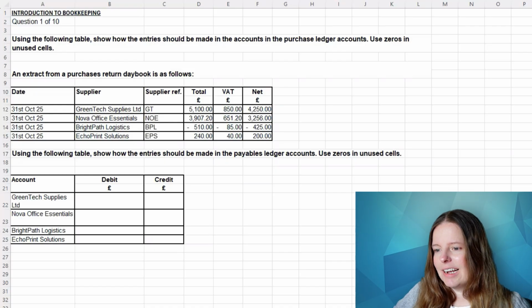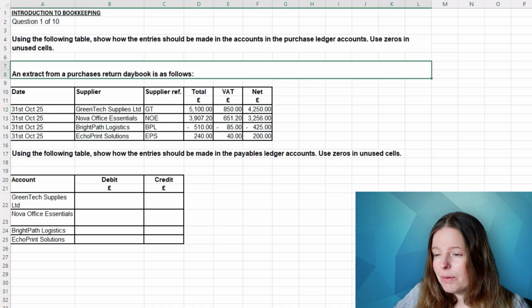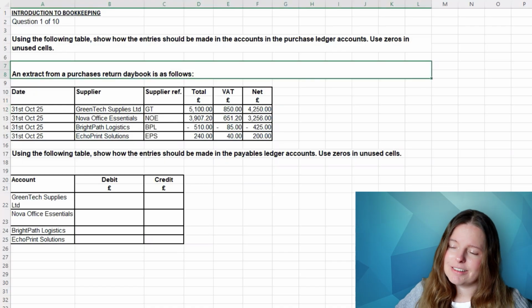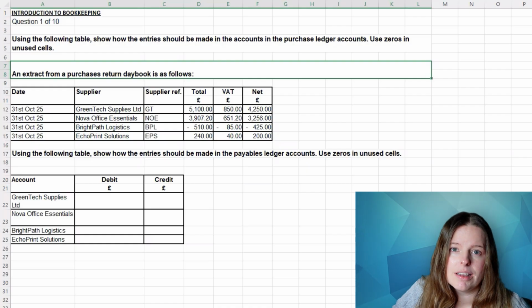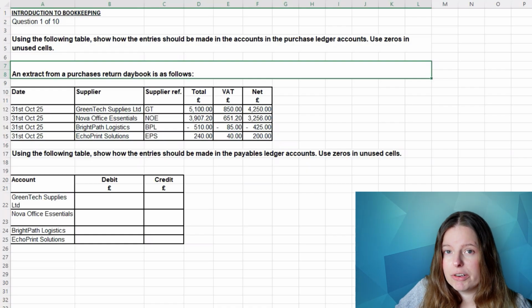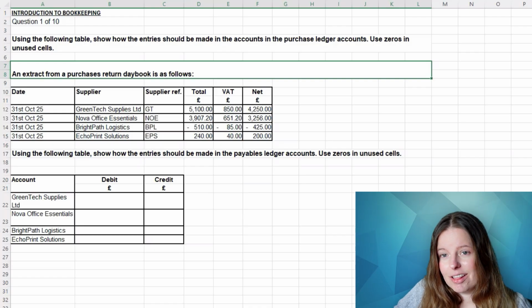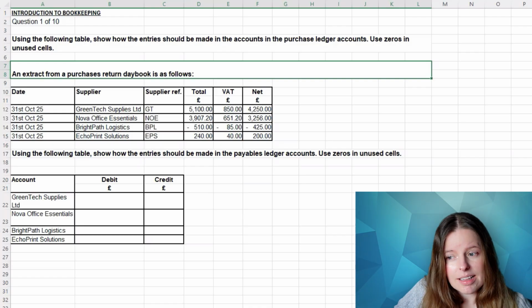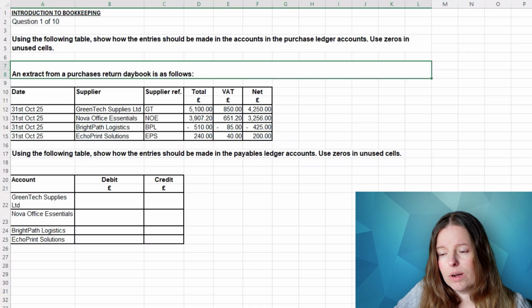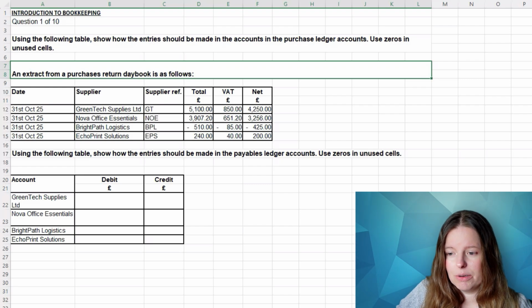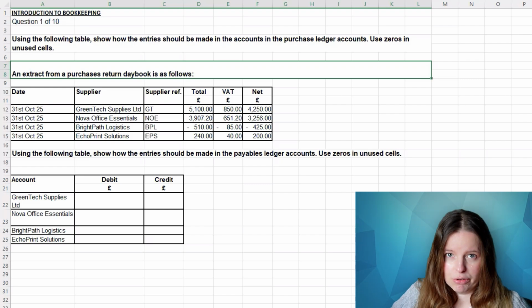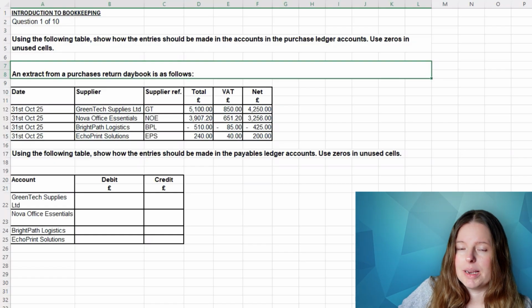So here we've got an extract, but just look at that. It's not saying we've got an extract from the purchase daybook. It's saying the purchase return daybook. So what does that mean? It means it's the returns, as in these are not amounts that we owe to suppliers necessarily. Those are amounts owed to us. So purchase returns is returned goods to suppliers where they owe us that money back.